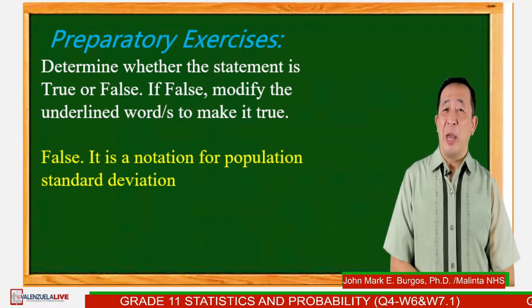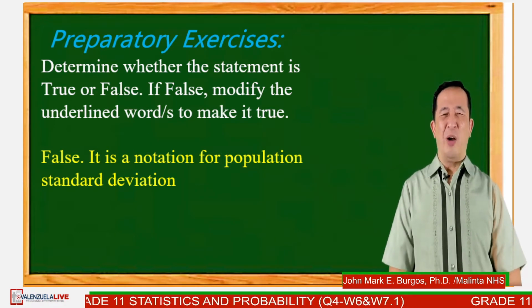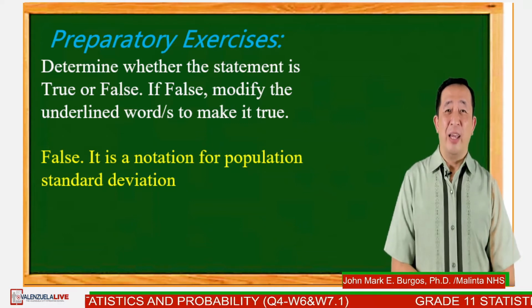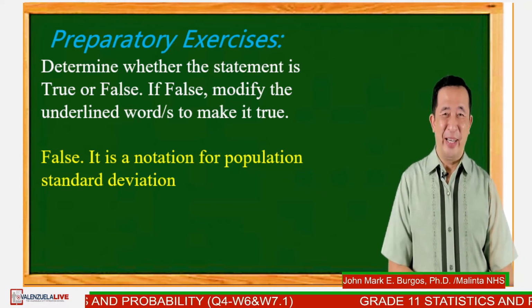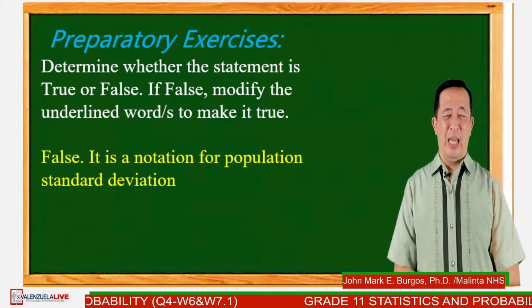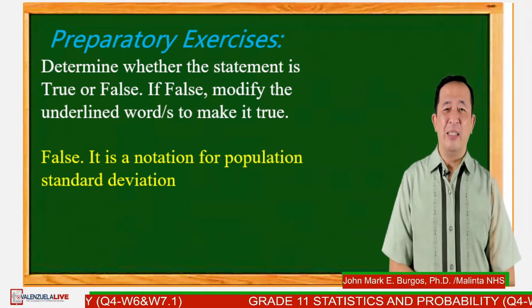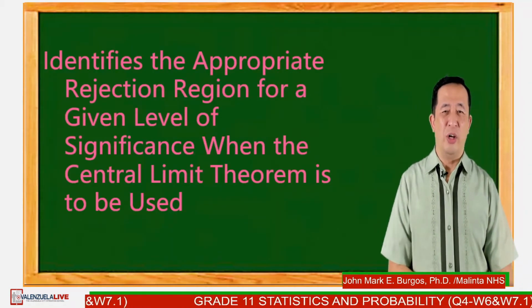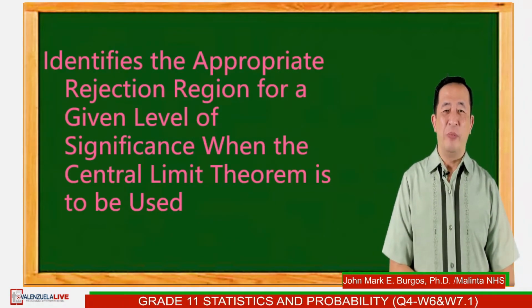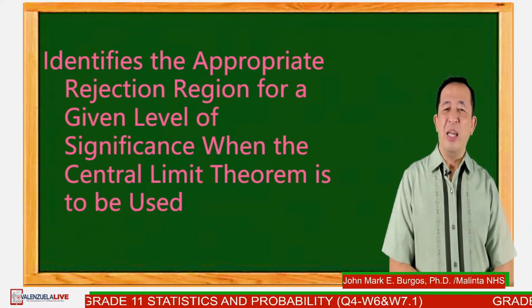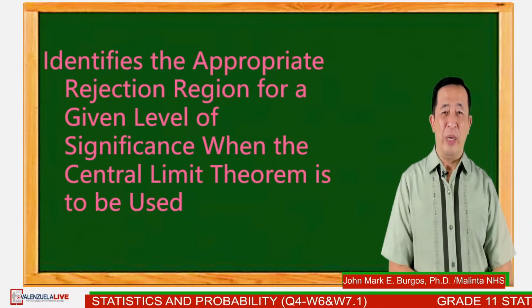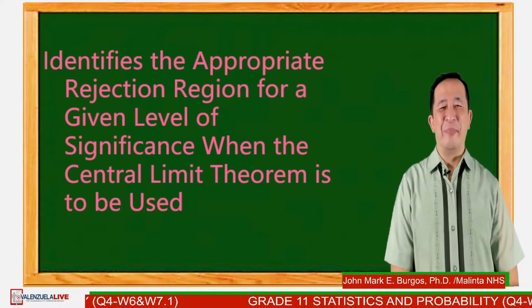If you've got a perfect score, all correct answers, then that is an excellent result. So let's proceed now to our lesson: identify the appropriate rejection region for a given level of significance when the central limit theorem is to be used. Let us have a sample problem.